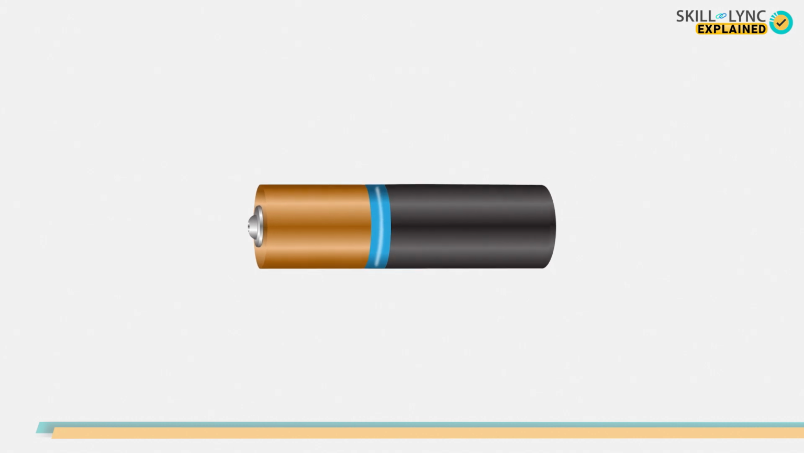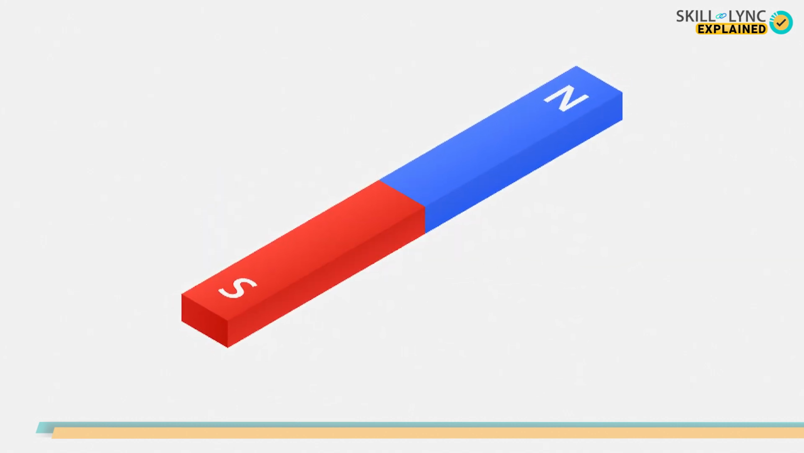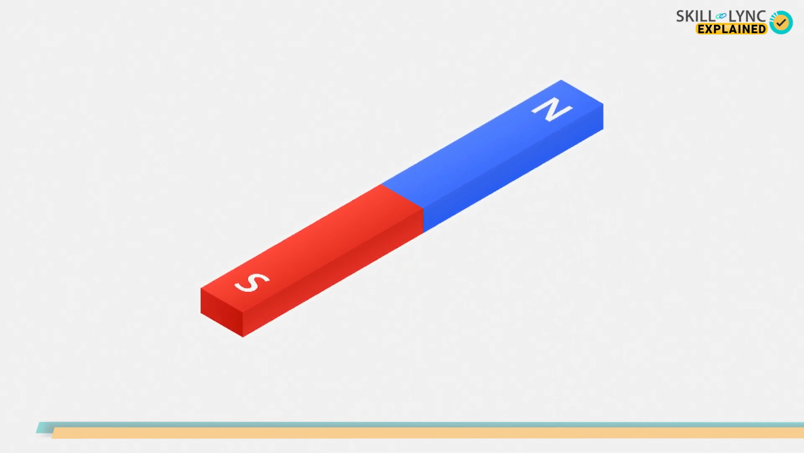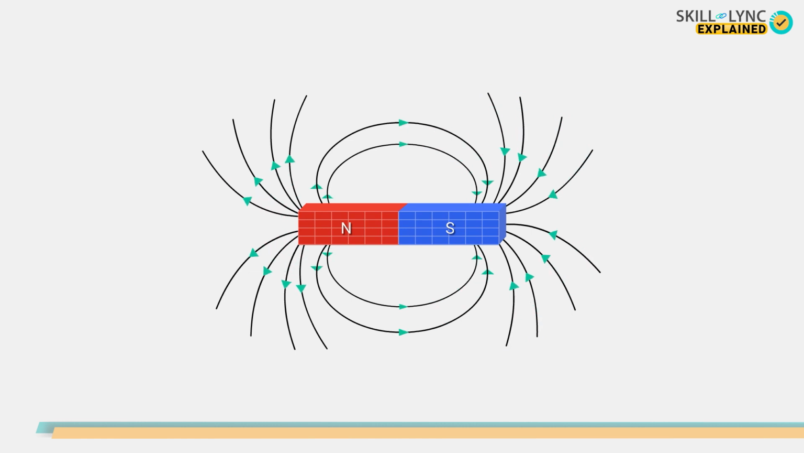Like a battery which has a positive and negative terminal, a magnet has a north and south pole. This is said to be a magnetic dipole. The force exerted by the material due to the presence of magnet is known as magnetic force, and the area within which the magnetic force exists is known as magnetic field.